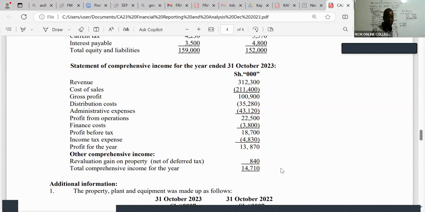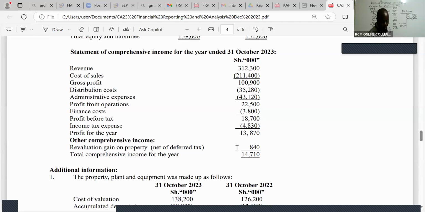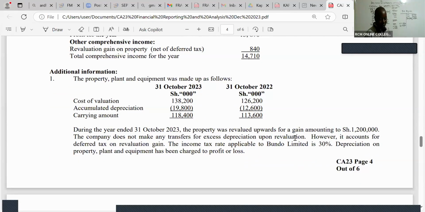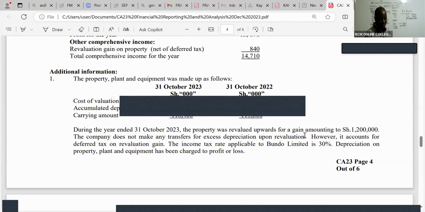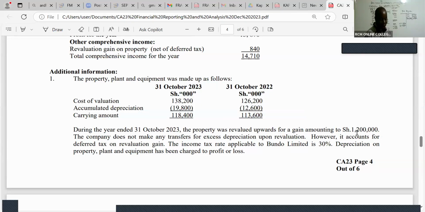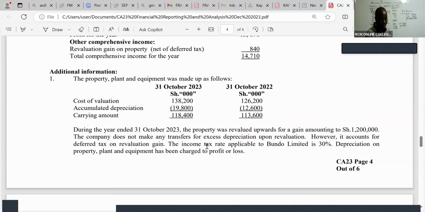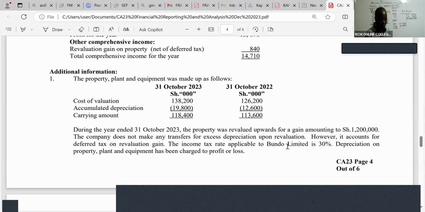But you have a revaluation of PPE. The PPE was revalued upwards, amounting to 1,200. The company does not make any transfers for excess depreciation upon revaluation. However, it accounts for deferred tax on the revaluation gain. The income tax rate applicable to Bundo is 30%. Depreciation on PPE has been charged.